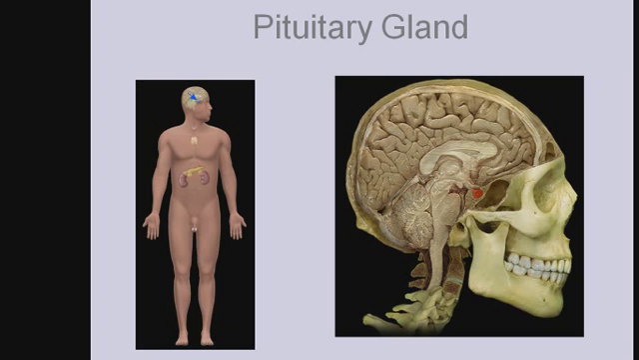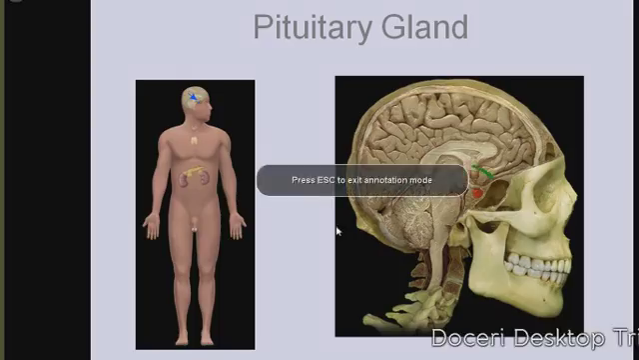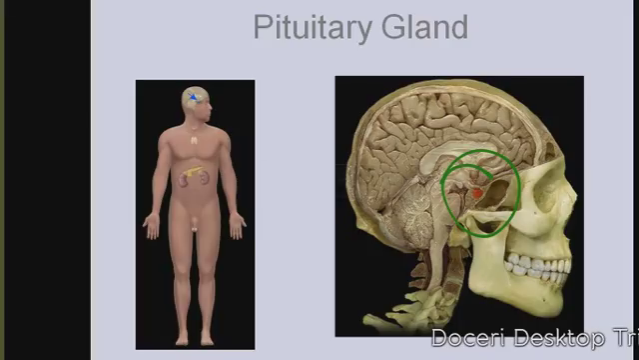Alright, so let's look in the body, inside the skull, and we'll look at the pituitary gland. We can find the pituitary gland right here. The pituitary gland is found right behind which bones in the skull? That's question number 2.